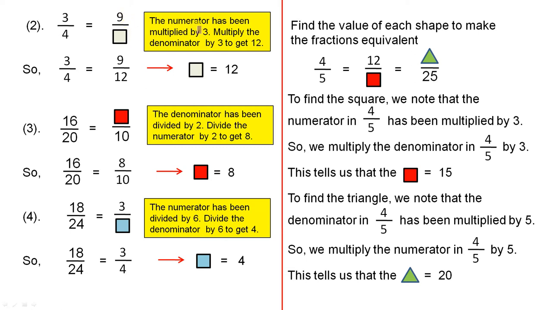The numerator has been multiplied by 3. 3 3s are 9. Multiply the denominator by 3 to get 12. 3 4s are 12. So 3 over 4 equals 9 over 12, which means the square equals 12.